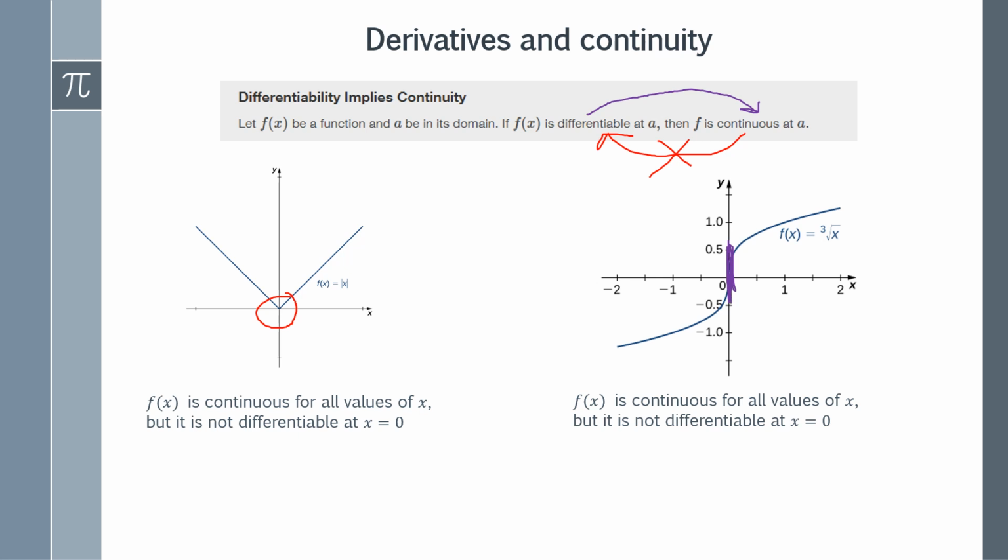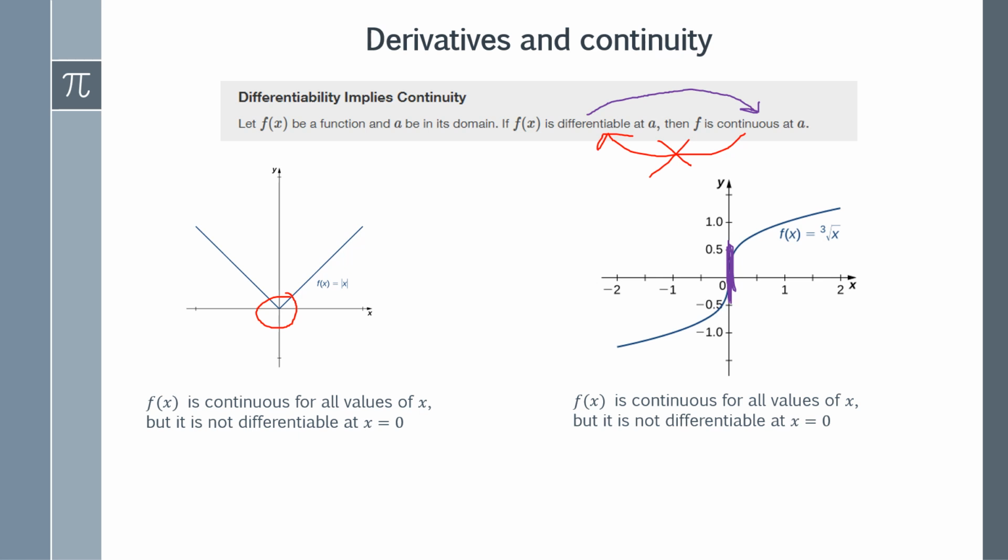Okay, so if we would try to make a line that's tangent at x equals 0 to the graph of this function, it would be a vertical line. And the slope of a vertical line is undefined. So here is another example of a function that's perfectly continuous for all values in the domain. However, it is not differentiable at x equals 0.